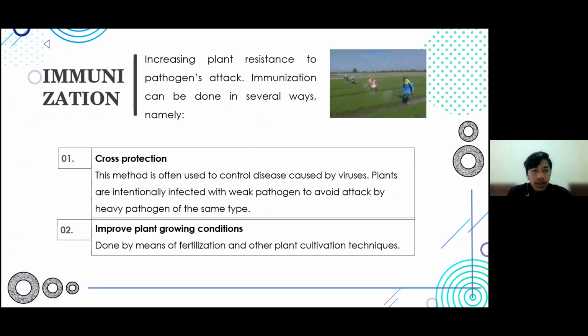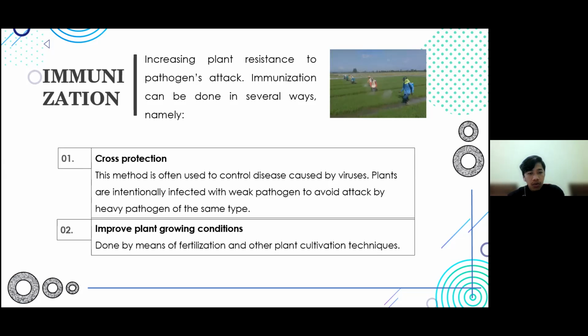Immunization. Increasing plant resistance to pathogen attack. Immunization can be done in several ways, namely: 1, cross protection. This method is often used to control disease caused by viruses. Plants are intentionally infected with a weak pathogen to avoid attack by a heavy pathogen of the same type.